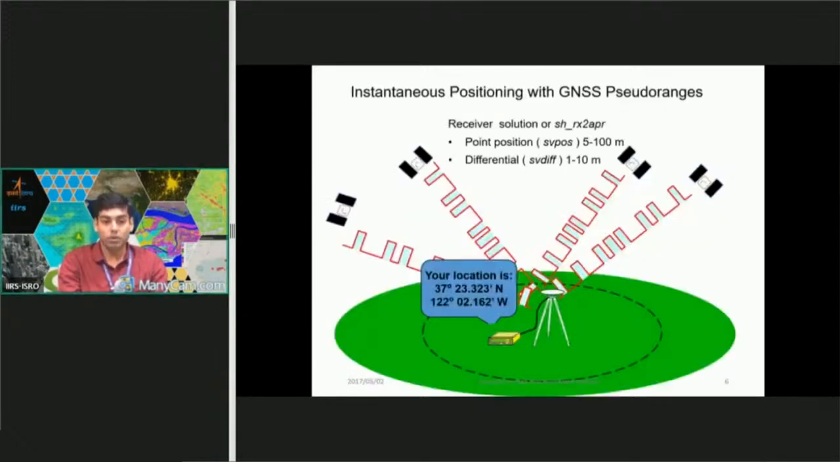And this is the point positioning. When we go for point positioning, and when we need X, Y, Z, and time, we need a minimum of 4 satellites, because we have 4 unknowns. To solve the 4 unknowns, we need a minimum of 4 satellites. We can get 5 to 100 meter accuracy by point positioning, and by differential, we can get 1 to 10 meter, but without applying any error corrections. Once we apply the different error corrections, we will discuss in subsequent slides.